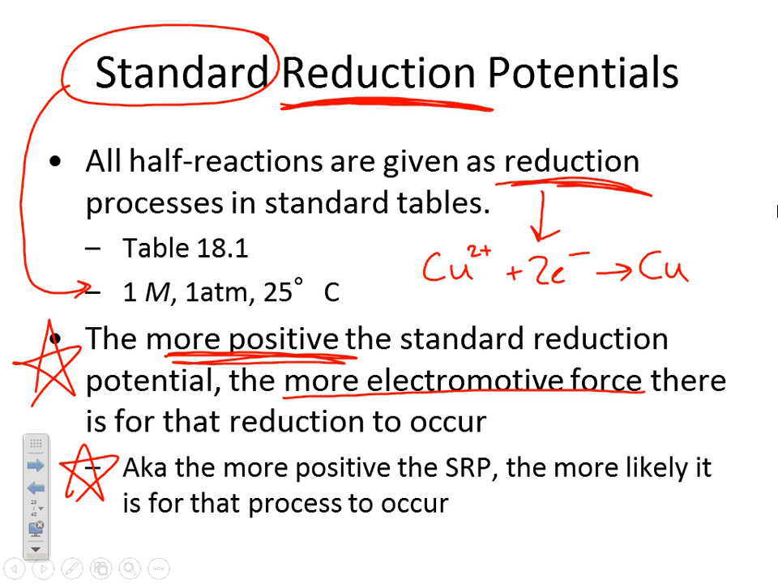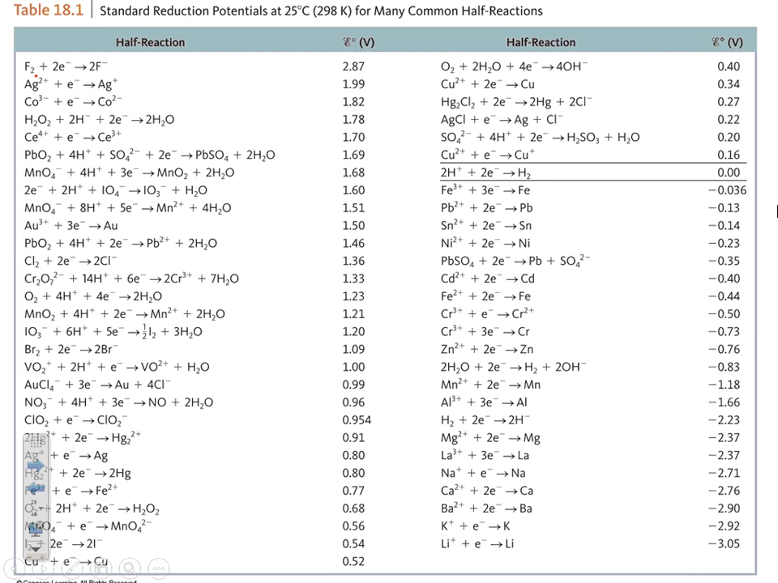So it would have an extremely negative standard reduction potential. It does not want to occur. This is simply Table 18.1, which you also have as a handout, and it's in the textbook. It's just a listing of standard reduction potentials.